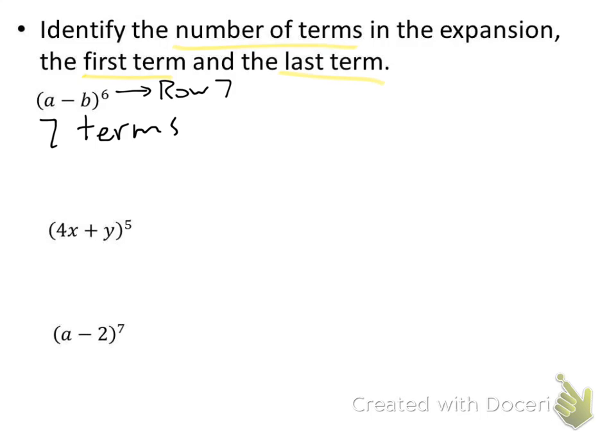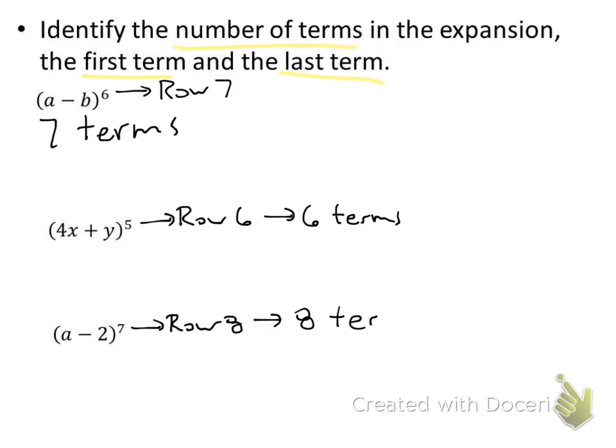Okay, so we had 7 terms, and let's look at the rest of them. If I had a to the 5th, that's row 6, so that means 6 terms. If I had a to the 7th, that means row 8, and that means I have 8 terms. Okay, now let's look at the first term.